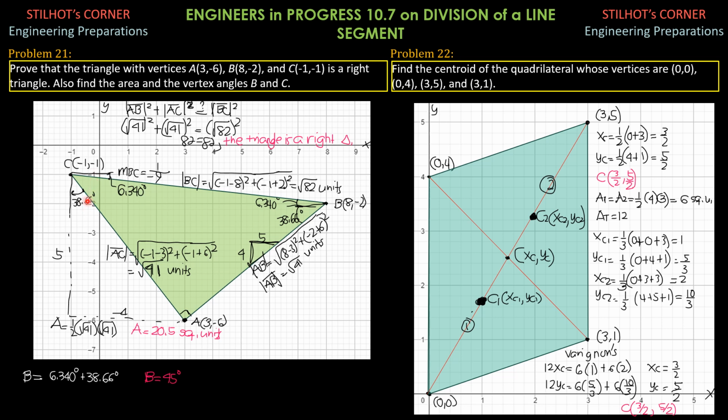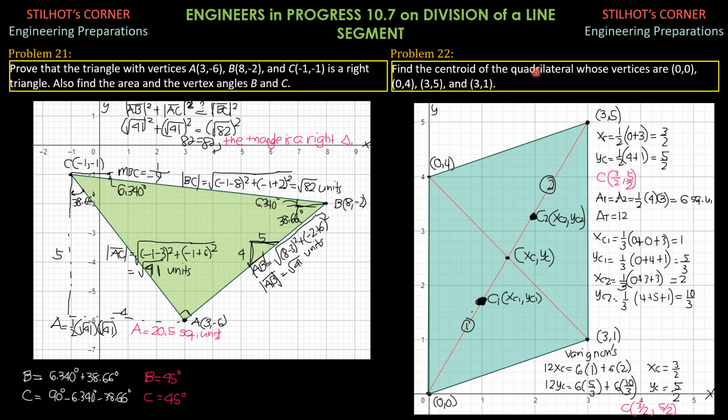So we can now compute angle C. Angle C is 90 degrees, so that's horizontal, vertical, 90 degrees minus 6.34 degrees minus 38.66 degrees. So therefore, angle C, 90 minus 6.34 minus 38.66. So angle C is also 45 degrees. So that's it for problem 21. Let's proceed to problem 22.